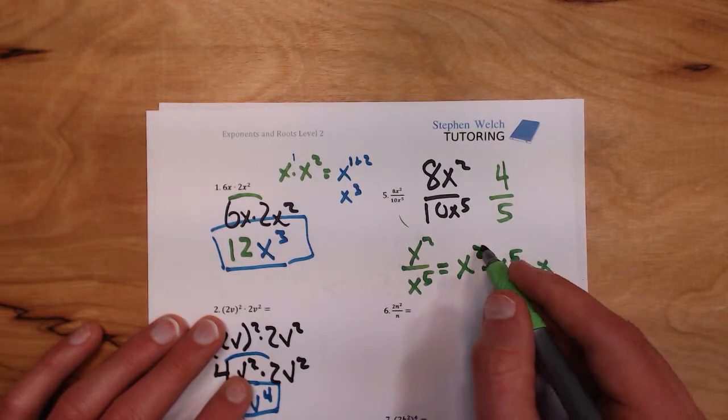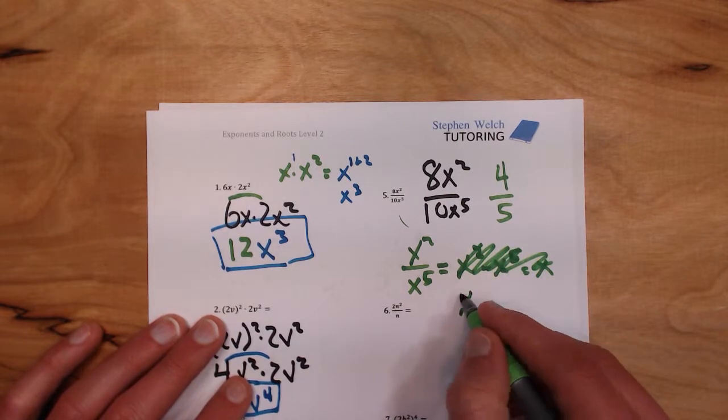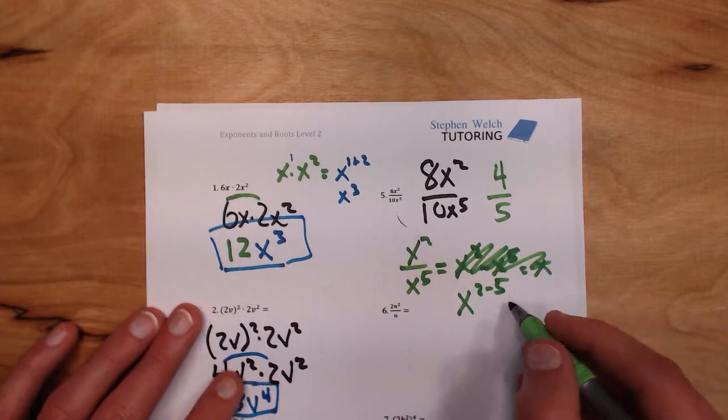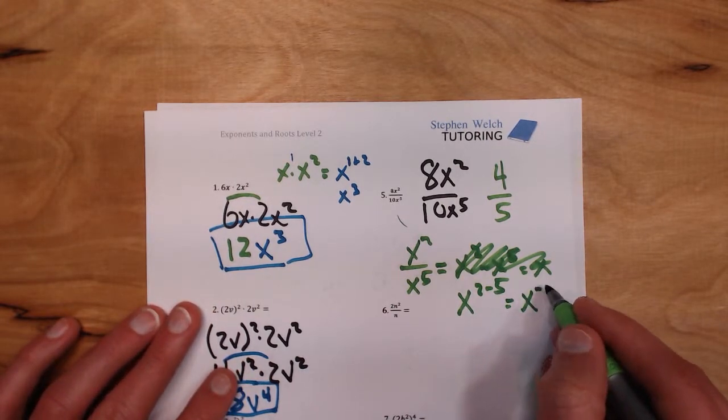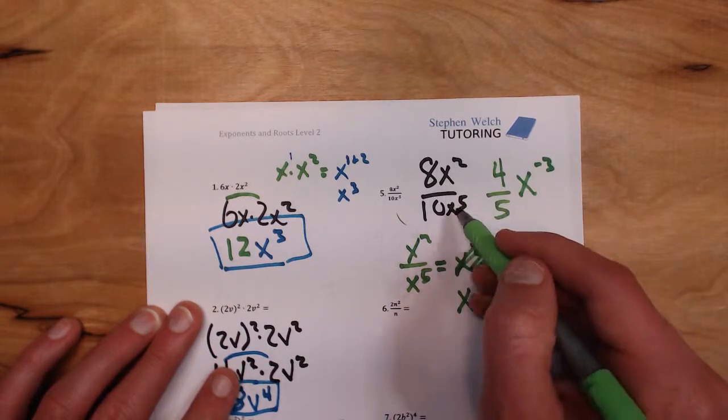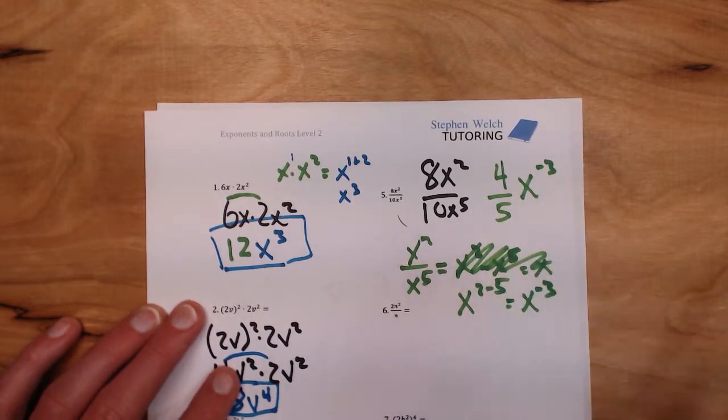Oh, I'm sorry, I wrote that totally wrong. I should have written x to the 2 minus 5, which is x to the minus 3. Okay, so you could write your answer like this, because x squared over x to the fifth is x to the minus 3. That's fine.